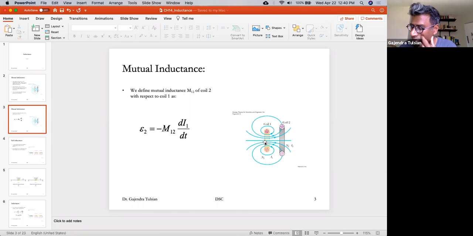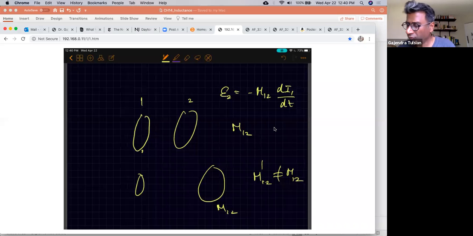So let's make sure we understand this. So you change the current in this circuit, and EMF is induced in this circuit. Okay, now you do the same di by dt here. Is the EMF induced in this circuit larger or smaller?